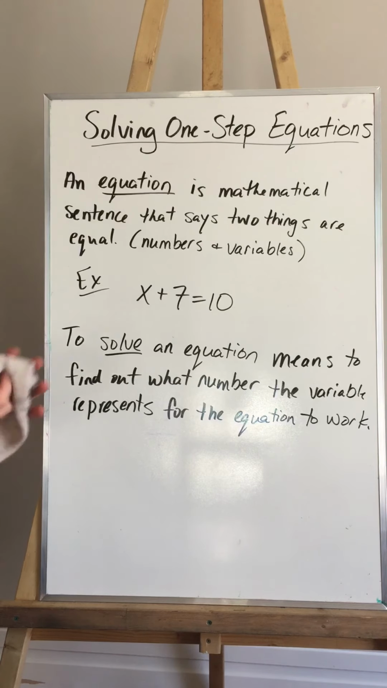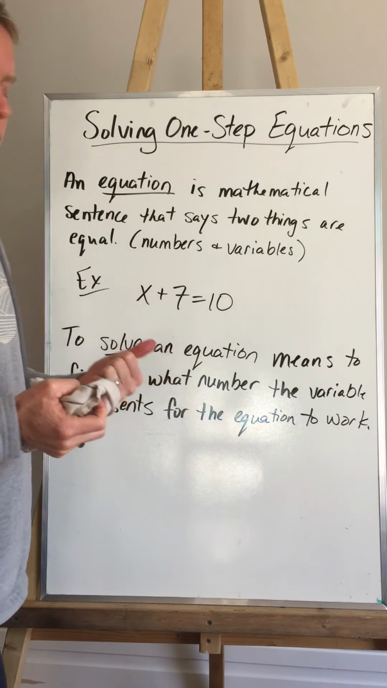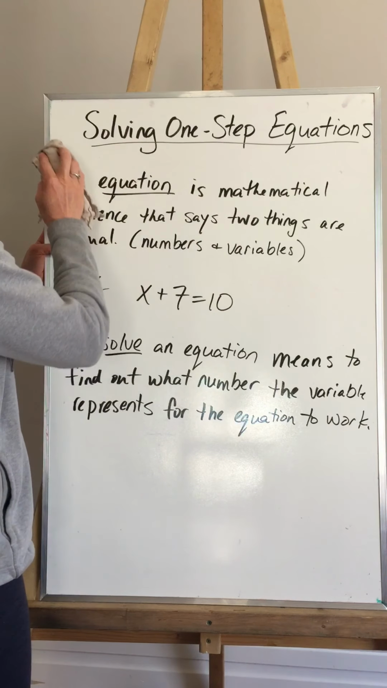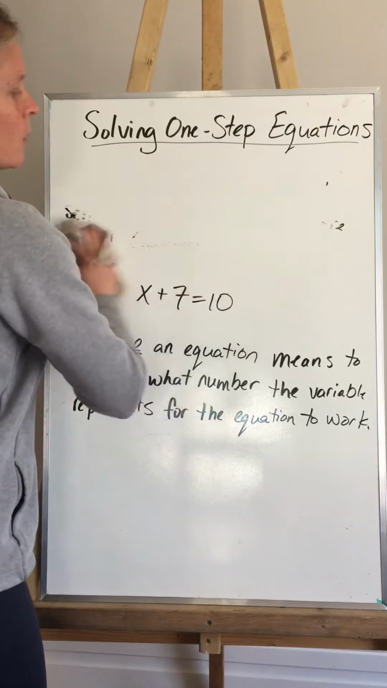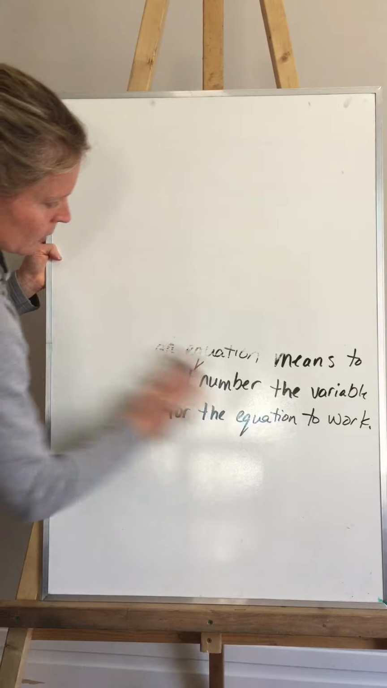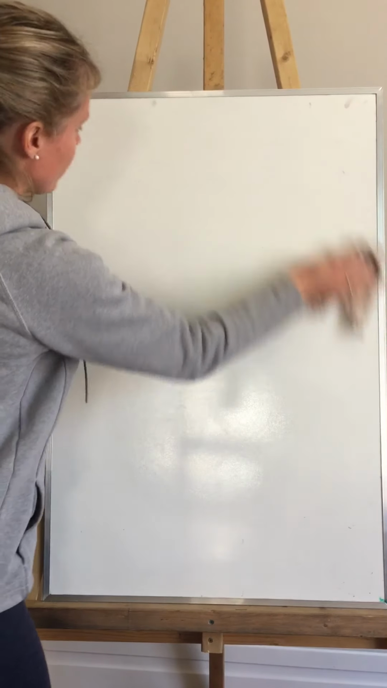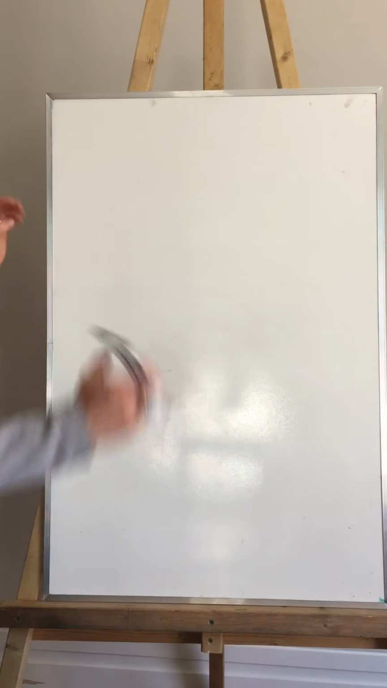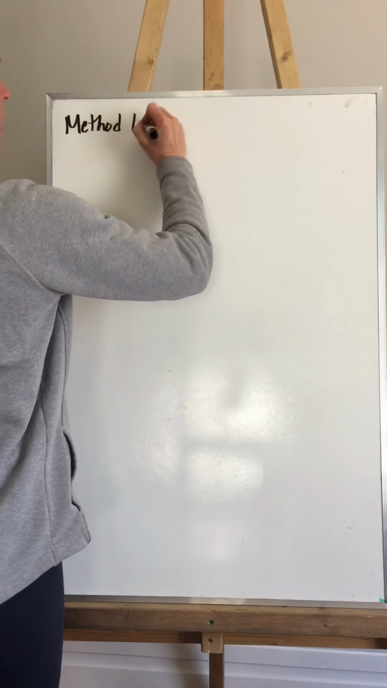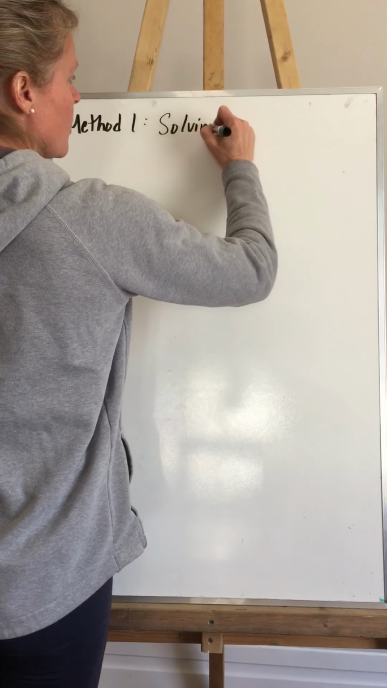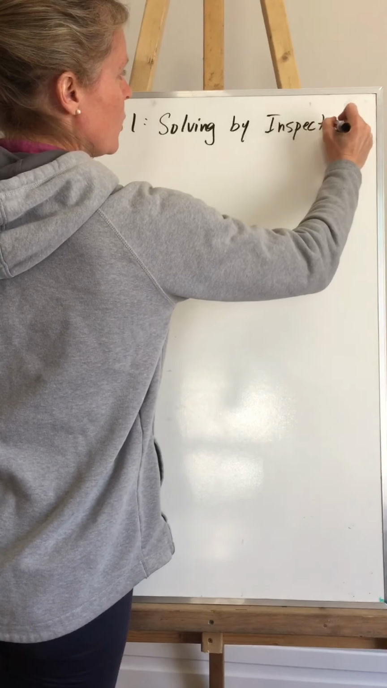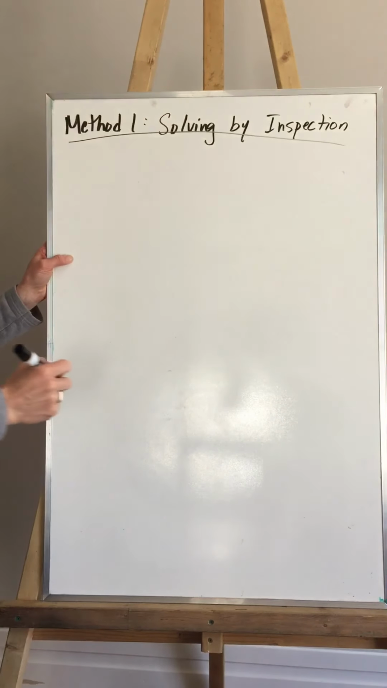Now we're going to be getting into solving the equations. So there's two methods. Okay, so you can always pause that if you want to write that down. So there's two methods we're going to go over. And the first method is very, very simple. So method one is solving by inspection. So basically, you just know what the answer is, okay?